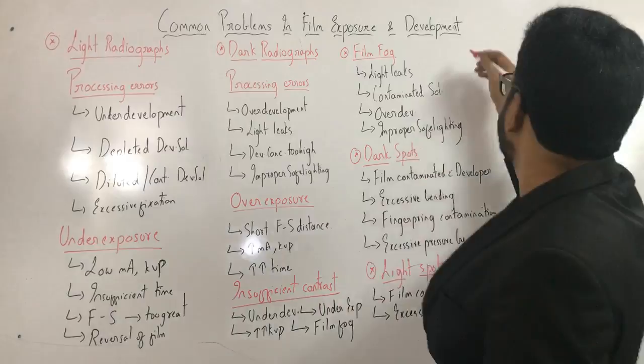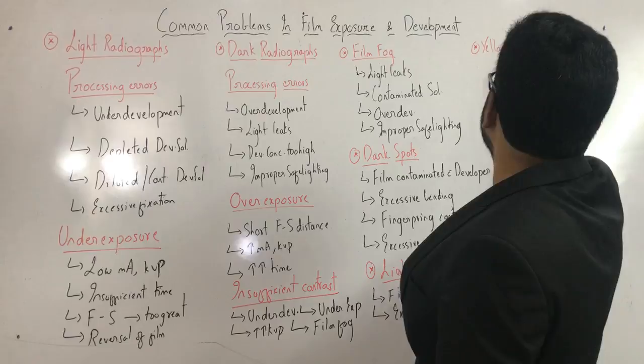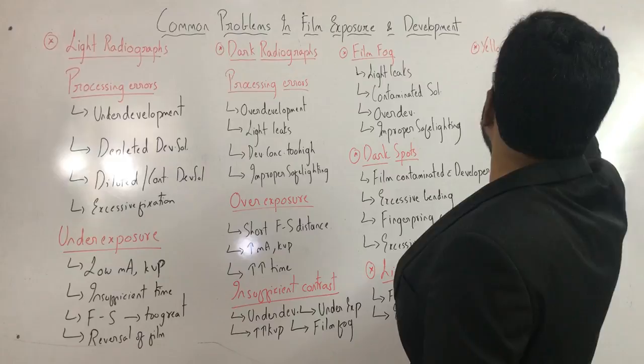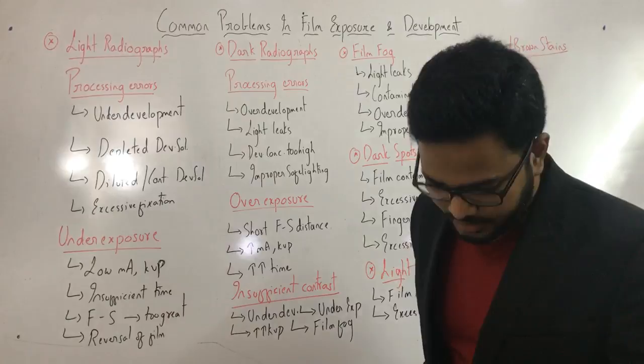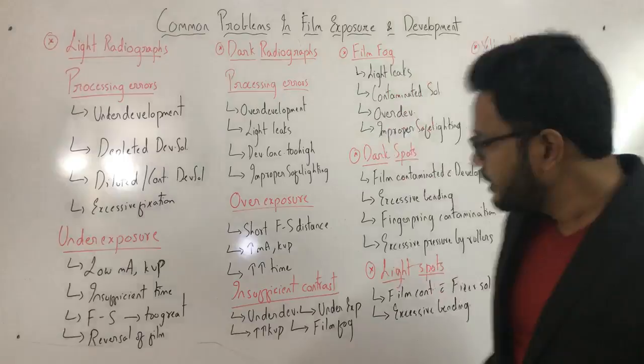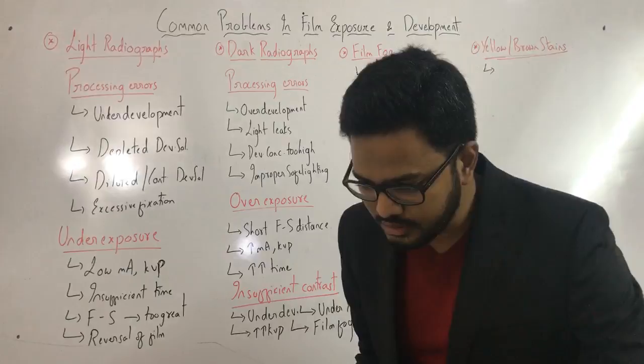And then we have your yellow or brown stains. The moment we come across these yellow or brown stains, we just fix it and place it in fixer solution again. It vanishes, isn't it? As one of you mentioned previously. So these yellow or brown stains can be because of, what could be the reason?